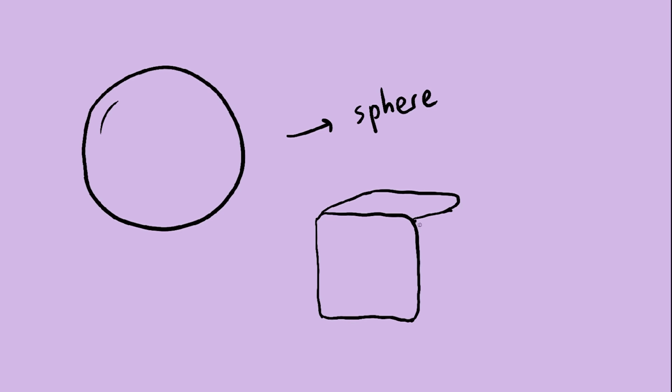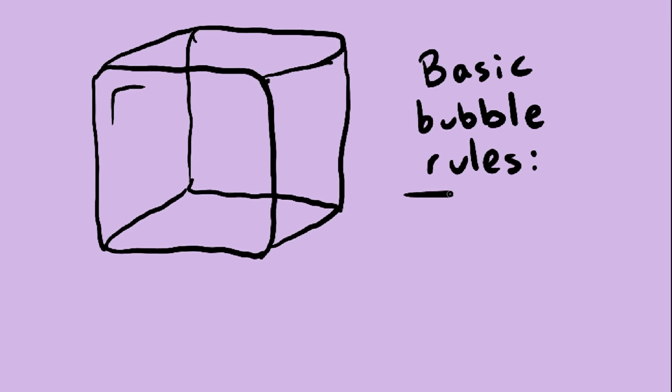Alright, let's start. First, let's look at something simple. Let's consider a singular bubble instead of multiple. We all know that a singular bubble is always a perfect sphere, but why? Is there something inherently wrong with a cube bubble? The answer is yes. All bubbles follow 2 fundamental rules.